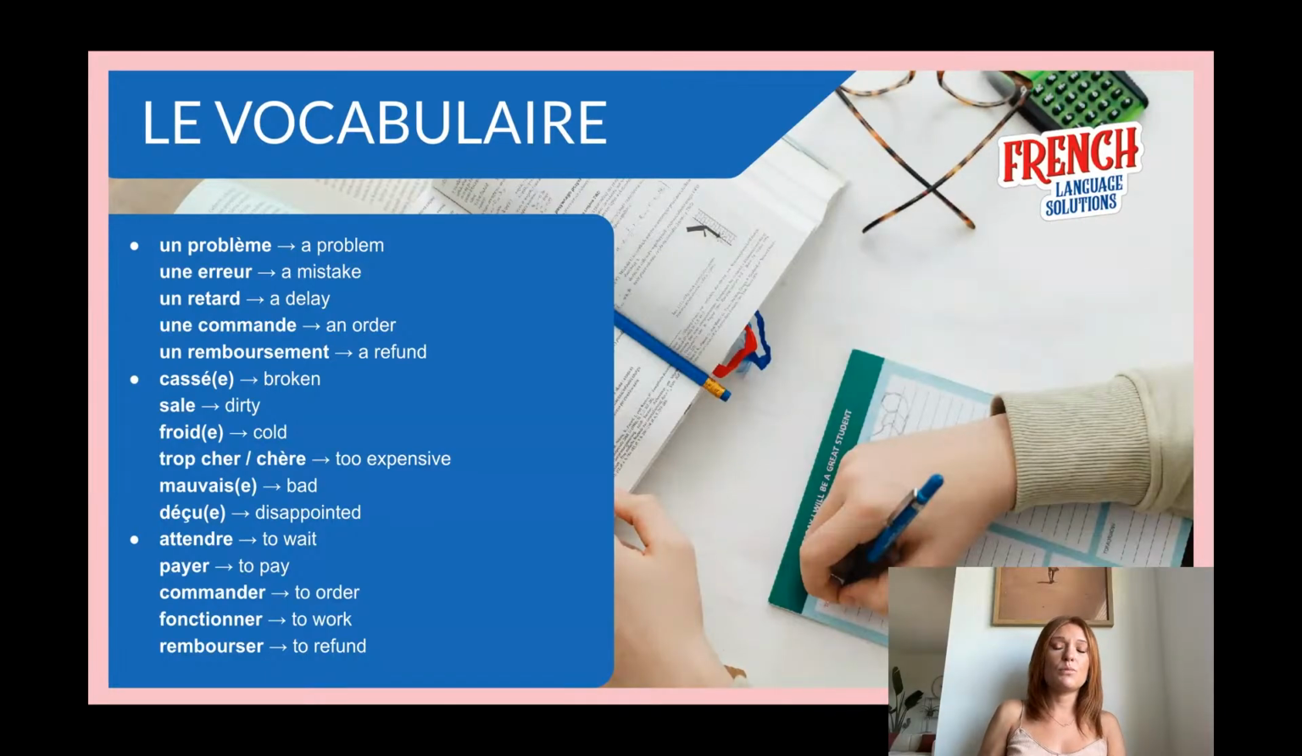Now, dirty. You bought something that's dirty. No. Sale. Sale is dirty. Same rule, never pronounce the E at the end. Sale. Cold. You order a meal and it comes and it's cold. No. Froid. Froid. Here you see when I say froid, I don't pronounce the D.